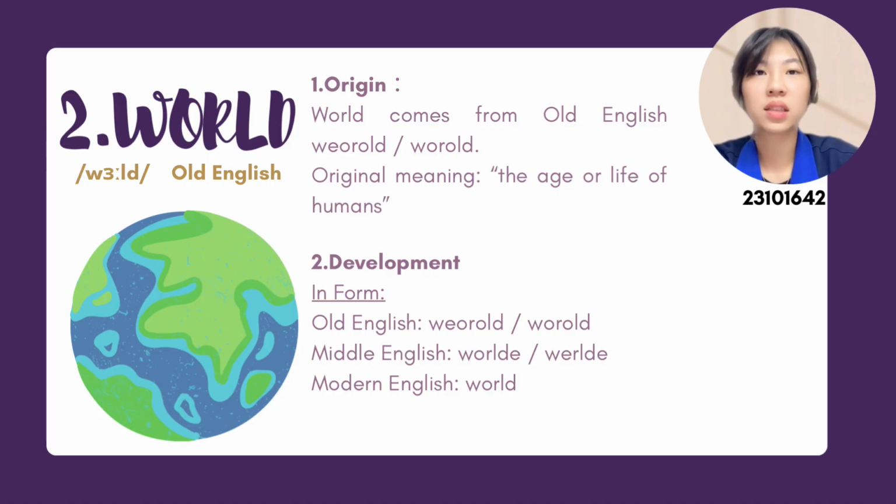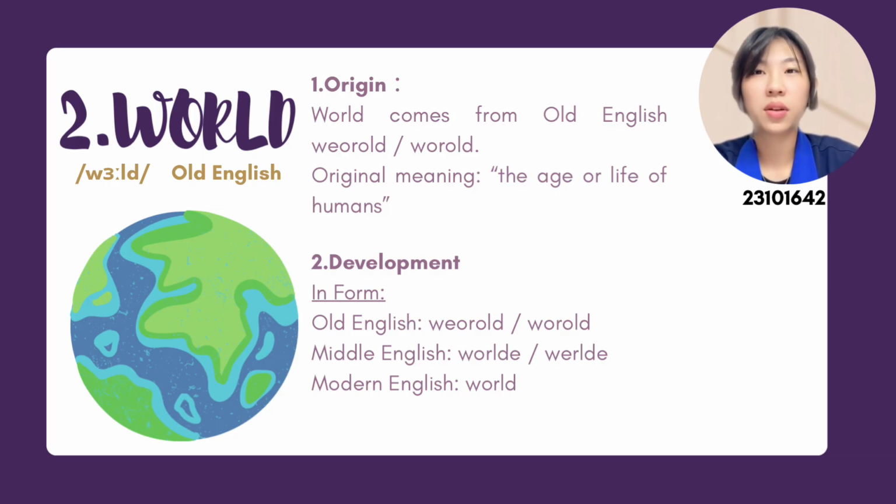For the next development, in Old English, the word was written as weorold or worold. In Middle English, it changed form like world or werld. And finally, in modern English, it became the simple form world. Over time, the spelling became shorter and more standardized, and the pronunciation generally stabilized as the word world.